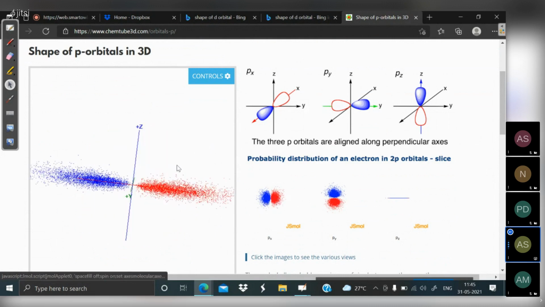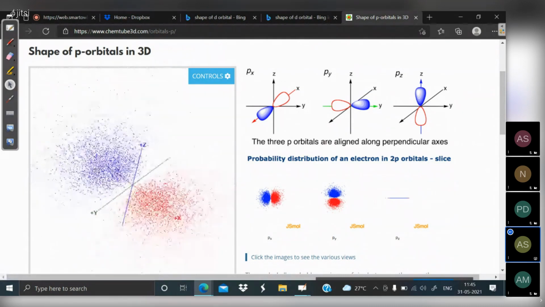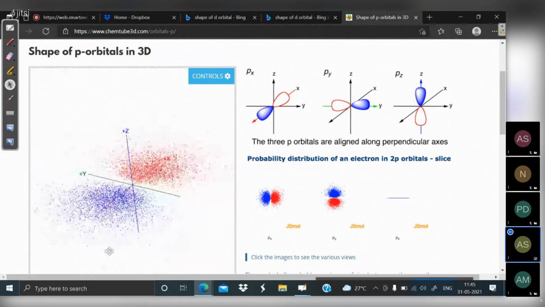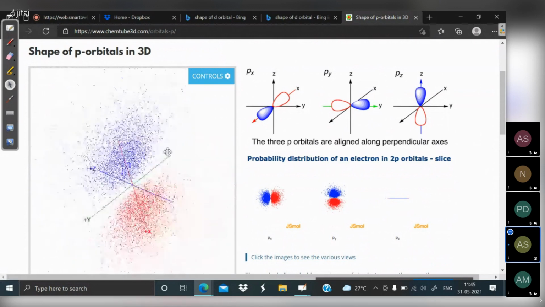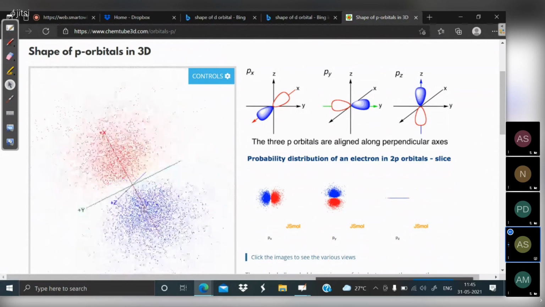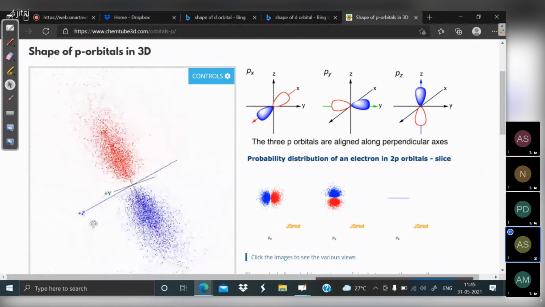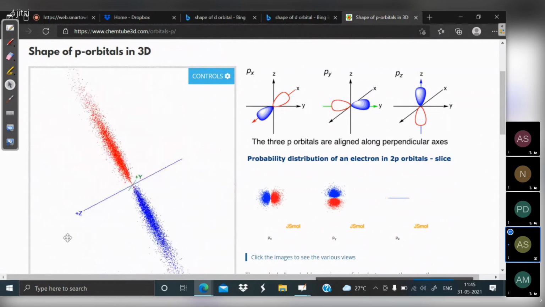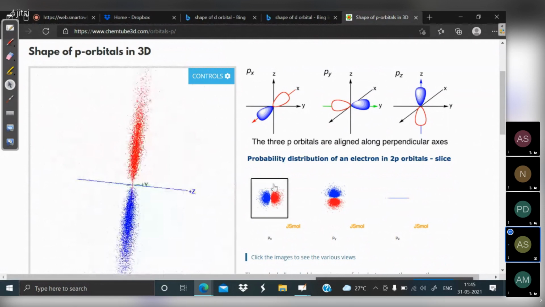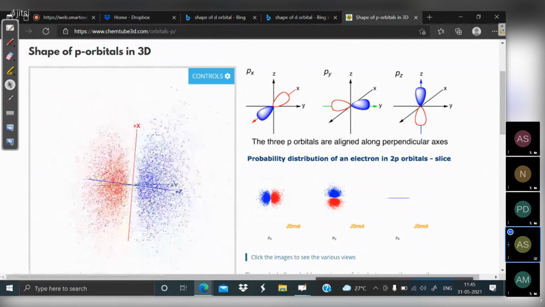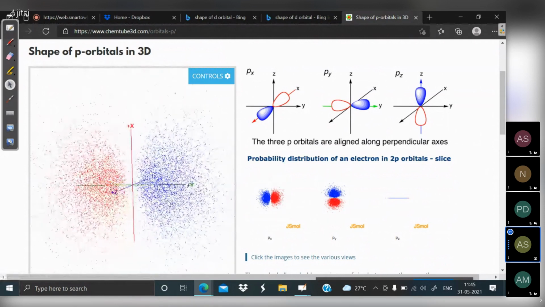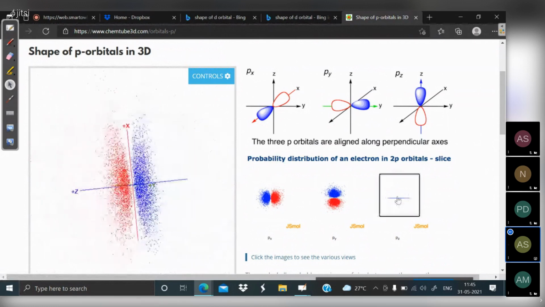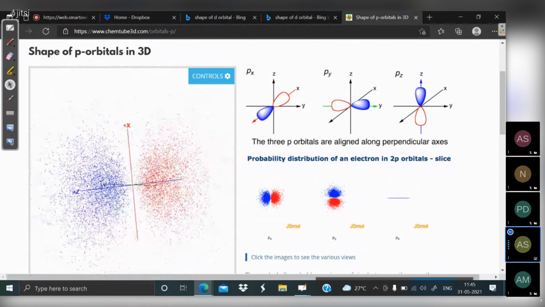And these are the probability distributions. If you see the probability distribution, the red and blue dots are present directly on the x-axis. Y and z are completely free. Nothing is touching. So that is why this is px. For py, it is entirely present on the y-axis. X and z are completely free. And this is your pz.